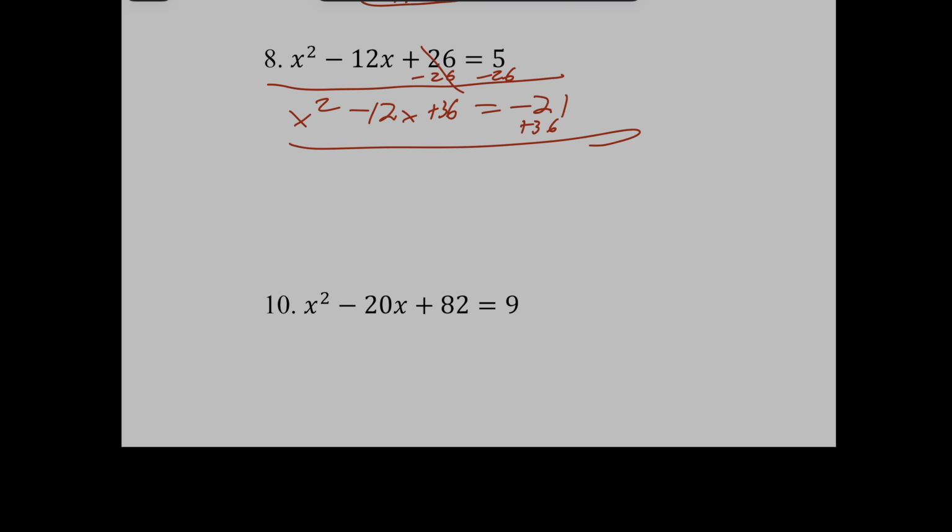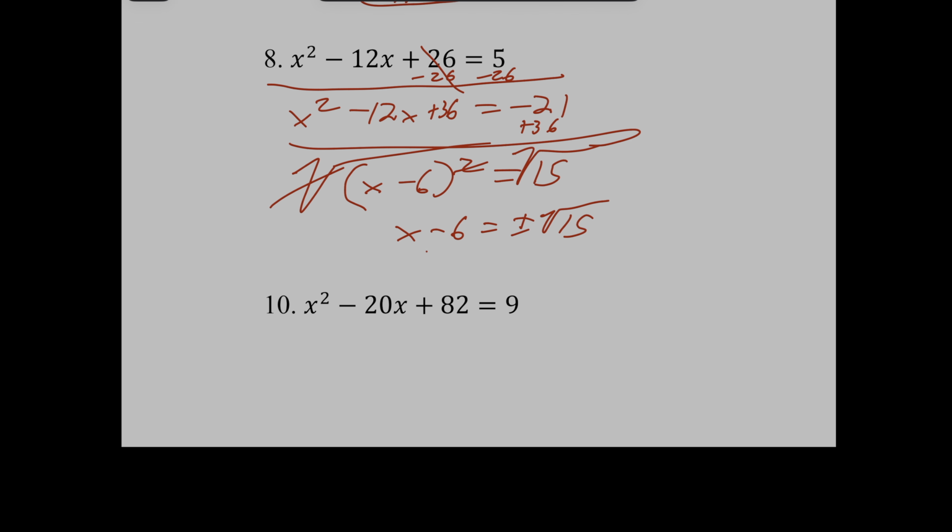36. Now that's in the form I want, so I'm going to go x minus 6 quantity squared is going to equal a 15. Now I'm left with x minus 6 equals plus or minus root 15. Now, if I just add 6 to both sides, x equals 6 plus or minus root 15.